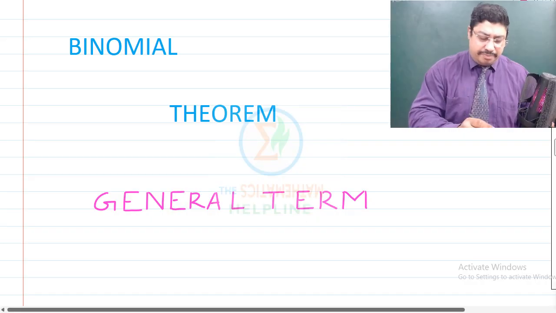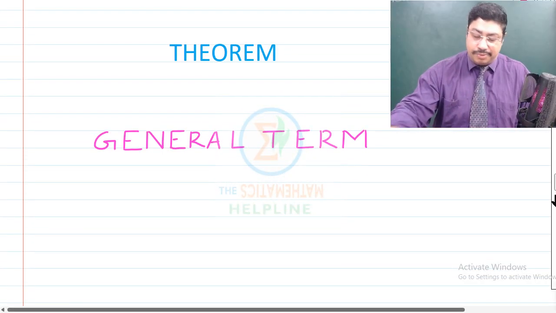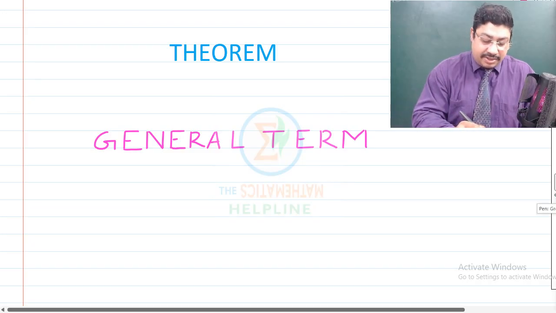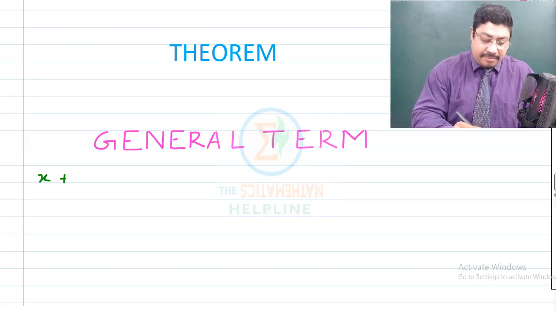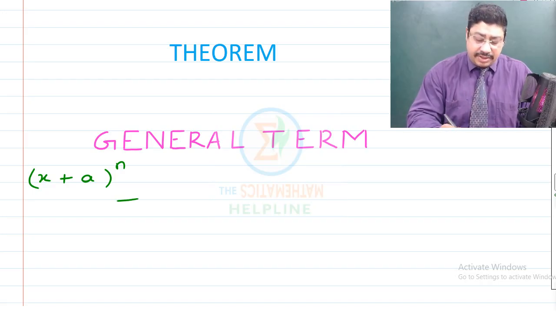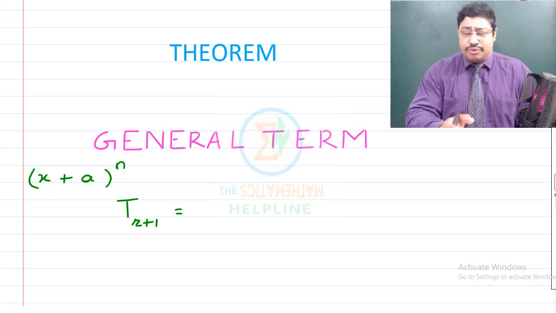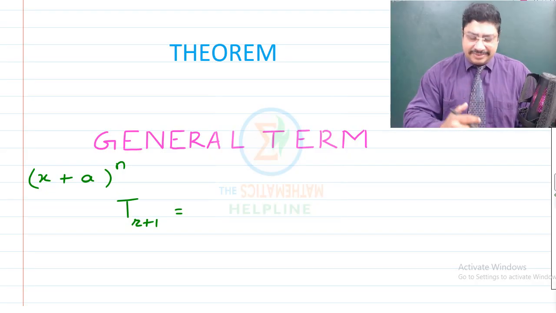So children, to begin with, I will quickly tell you that if we have a binomial, let's say x plus a, and if it is raised to a natural number power n, then how will you be able to find out the general term? The general term normally is given by T(r+1). For this, you can better look up the shorts which I have given you just before this, where I have discussed this formula in detail, right?